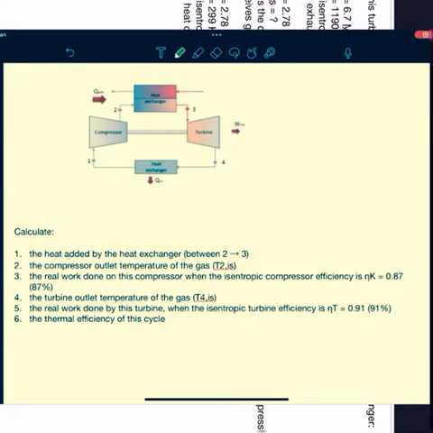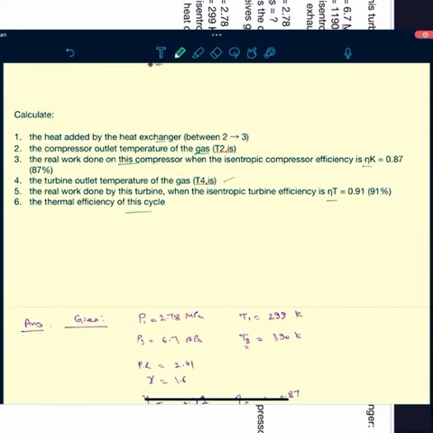So let us see what we have to calculate. Heat added by the heat exchanger, the compressor outlet temperature of the gas, the real work done on the compressor when the isentropic efficiency is this one, the turbine outlet temperature of the gas, the real work done by this turbine when the isentropic efficiency is this one, and the thermal efficiency of this cycle. So let us start this question.